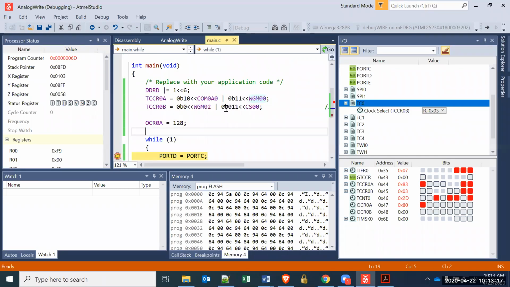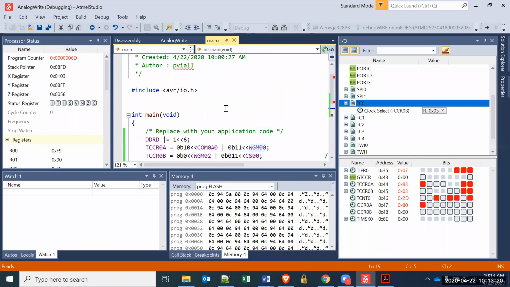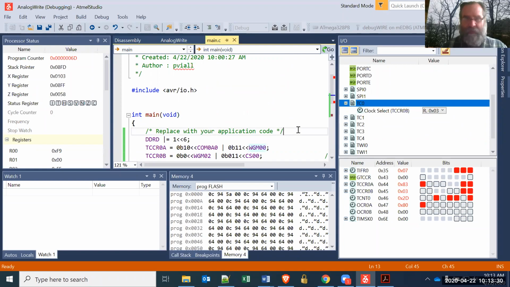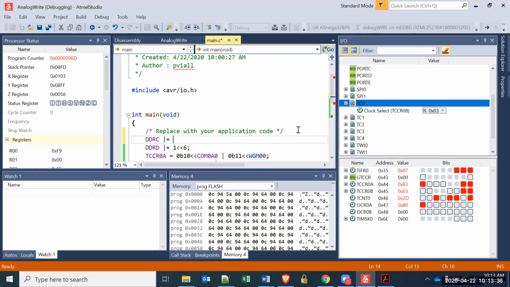When we were doing the LED lab, there was a common anode in port C that we set up. Yes, that's exactly what it is. DDRC, the 63rd bit, set to 1 or 3. Okay.